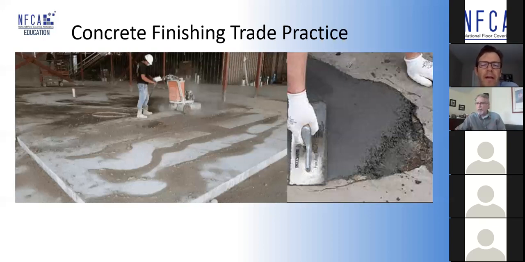Correct. They would also be responsible for scarifying or abrading the surface. That would be shot blasting or scabbling or something like that, so that we get that nice surface texture that we're looking for, the mechanical bond. And so they achieve that concrete surface profile that the floor people need.